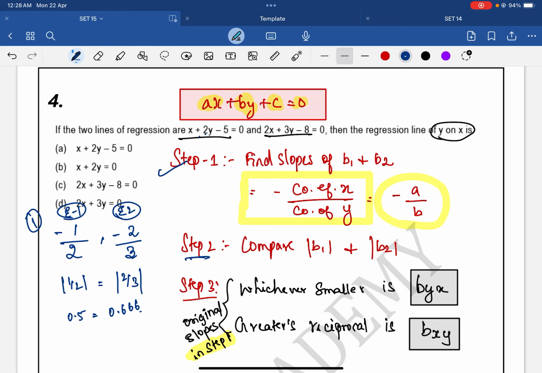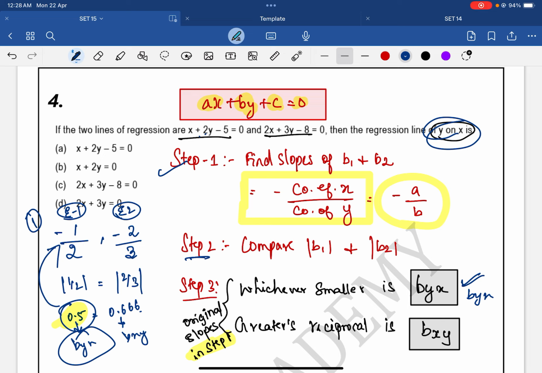Okay, which is smaller? 0.5 is smaller. That smaller value is going to be b_yx, and the other is going to be b_xy. What are they asking? Y on x they are asking. So y on x is 0.5. Where do you get this equation? Go with the original form, x plus 2y minus 5 equal to 0. So here your answer is option A.